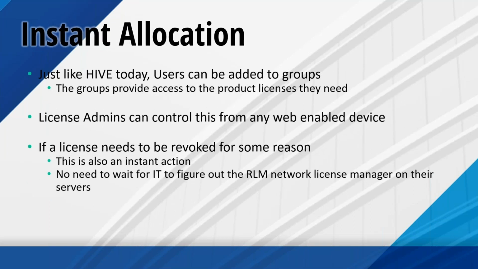Now, I mentioned this a couple of times. This is instant allocation. So right now today, you add users to a group in Hive, and those groups provide access to libraries. Well, in this cloud shared licensing system, those exact same groups, or potentially additional groups if you want to make them, can provide access to product licenses. And it's an immediate thing. Users are defined. You know what company they belong to. They belong to yours. You put them in a user group like everyone and give them access to the BIM project suite license, and immediately that license is ready for them to use.